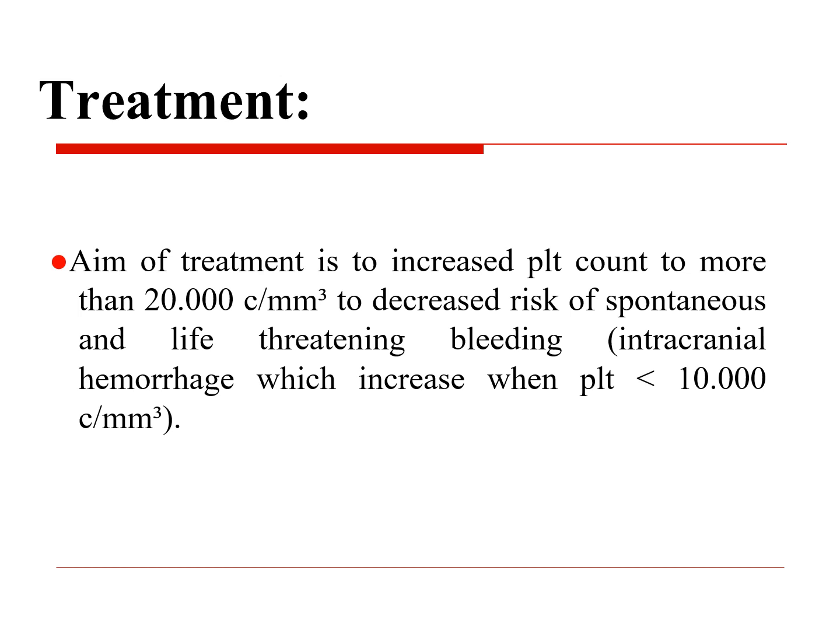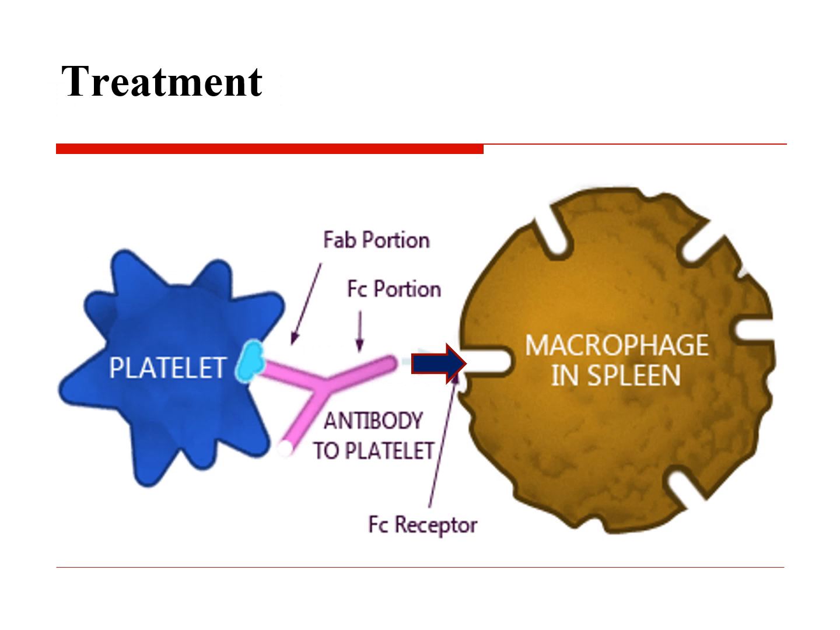The treatment of ITP aims to increase the platelet count to more than 20,000, to decrease the risk of spontaneous and life-threatening bleeding, which is intracranial hemorrhage that occurs when the platelet count is less than 10,000 cells per cubic millimeter. And the lines of treatment are all targeted against this destruction of the platelet-coated antibody by the macrophage of the spleen.